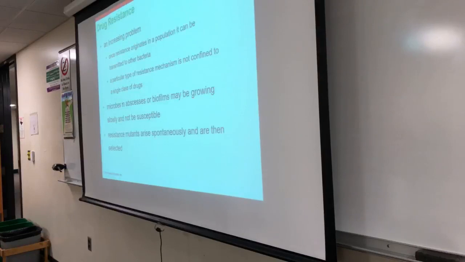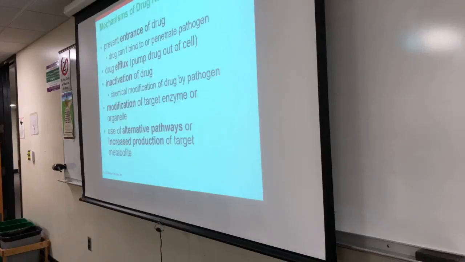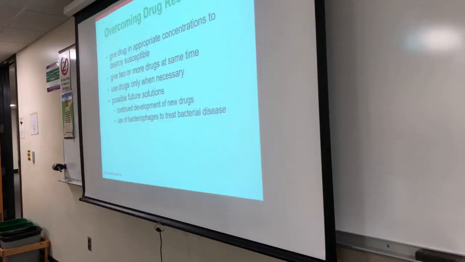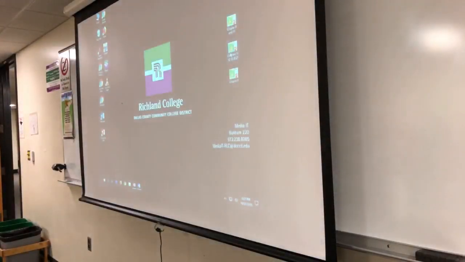What else? MRSA and VRSA, remember, vancomycin-resistant and methicillin-resistant Staph aureus. It's good to just know about them. Oh, these are mechanisms of drug resistance. You may want to know these. These are strategies that microbes employ to be resistant to drugs, right? And that's that. Any questions about these two chapters? Okay. Moving on.